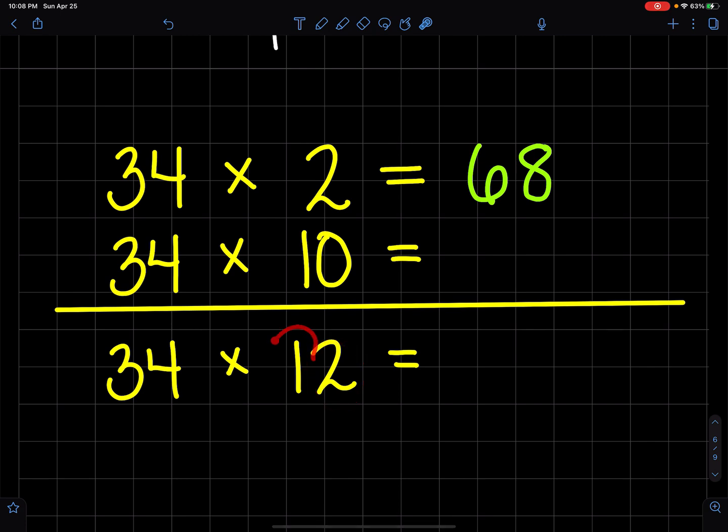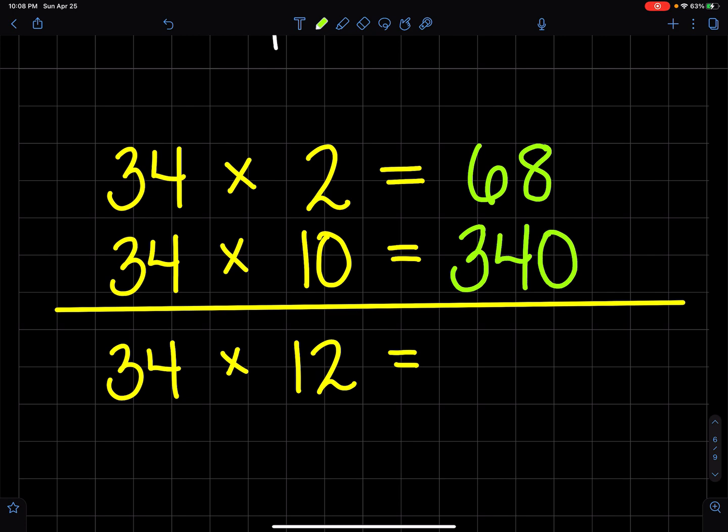The next step, step 2, we multiplied the ones. Now we're going to multiply the tens. So 34 times 10, because this is just a 1 here. If there was a 2 here, you would do 34 times 20. But there's just a 1 here, so we're going to do 34 times 10. Now, you can do that one in your head. The way I do it is I add a 0. 34 times 10 is 340.